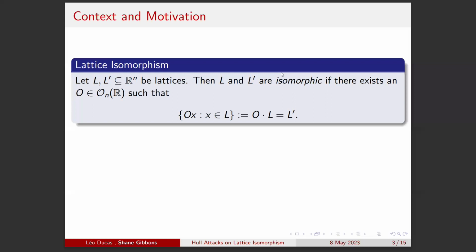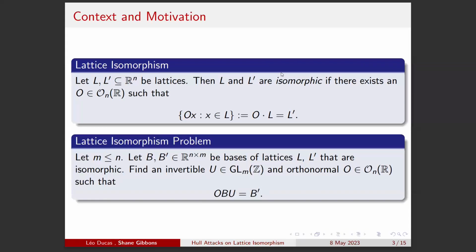So formally, 2 lattices, L and L prime, are said to be isomorphic if there exists some orthonormal transformation O sending one lattice to the other. O times L is L prime. Computationally, of course, we don't work in terms of lattices, but instead in terms of bases. So here, you're tasked not only with finding the isomorphism, this matrix O, but also you have to deal with the fact that a lattice can have infinitely many bases, and therefore you also need to find the change of basis U, this invertible matrix U.